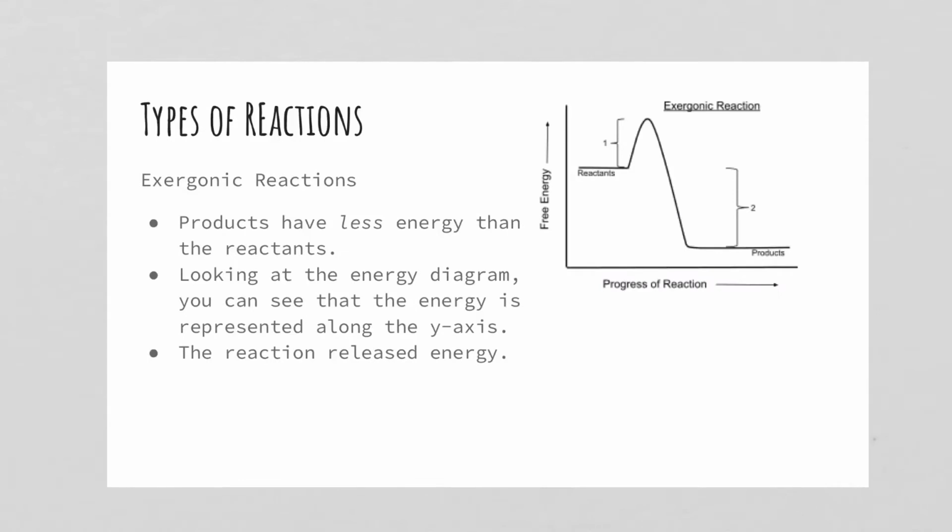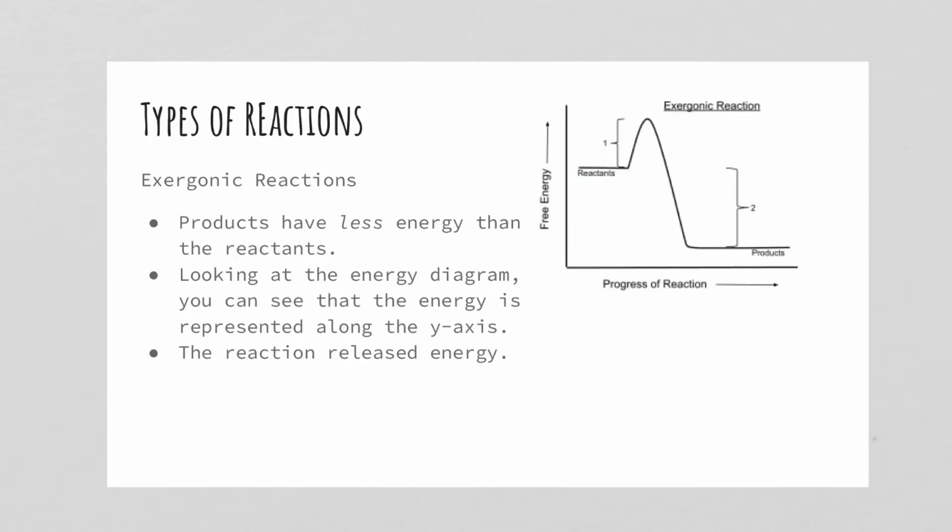Since energy can never be created or destroyed, and since energy transfer also leads to disorder, that leaves us with two types of reactions that you can get. Either you can have an exergonic reaction, and I always think of exer as outside, coming out. Basically your products have less energy than your reactants.